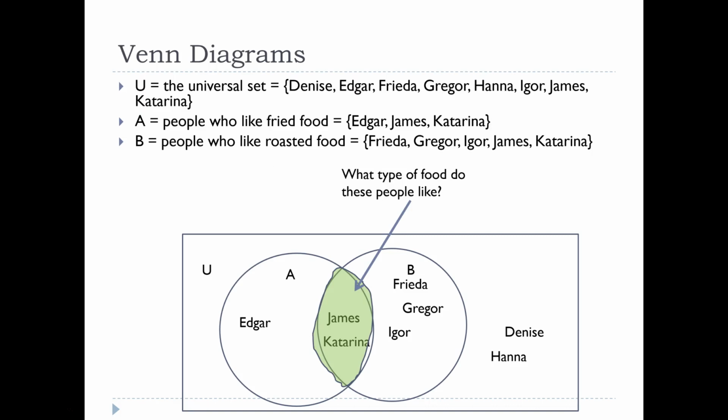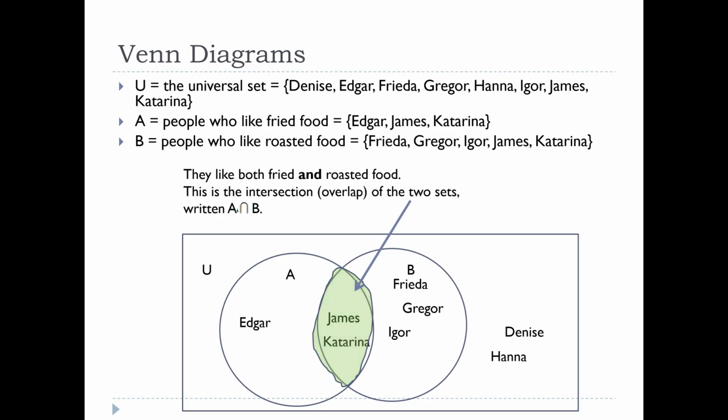So just remember that for your project. I want to ask you this one. What kind of food do these people like? Look at the A, look at the B, fried food, roasted food. What do James and Katerina like? They like fried and roasted food. This is the intersection or overlap of the two sets, and it's denoted by this little upside down U. I also like to think of it as an N, right? Because it's like the N in intersection. That'll help you remember it.